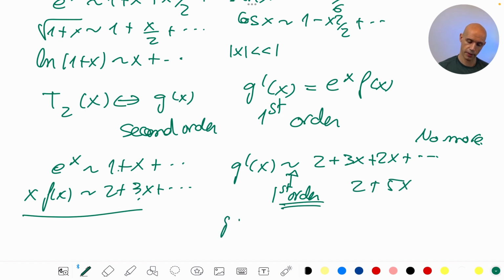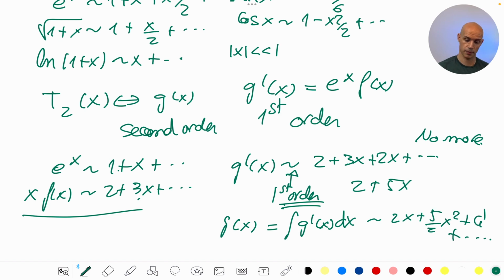Of course, it's longer than the other solution, but it's cool. And then this is the integral, right? This is just the integral. So you're going to get that this is approximately 2x plus 5 halves of x squared plus a constant, plus unknown terms that we don't care about because we are looking for the second order polynomial.